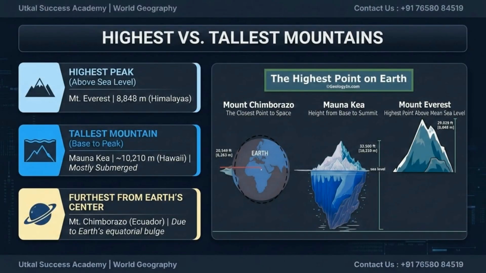Let's distinguish between the highest and tallest mountains. Mount Everest is the highest peak above sea level. Mauna Kea is the tallest mountain from base to peak. Mount Chimborazo is the furthest from Earth's center.